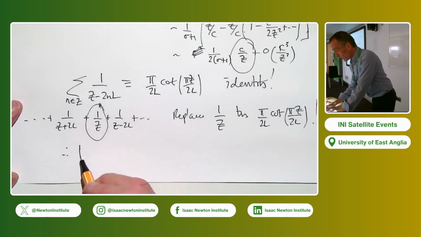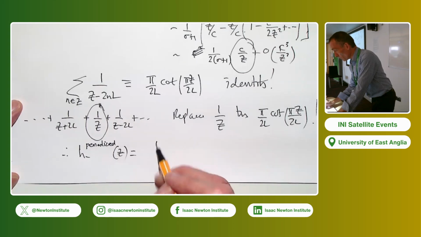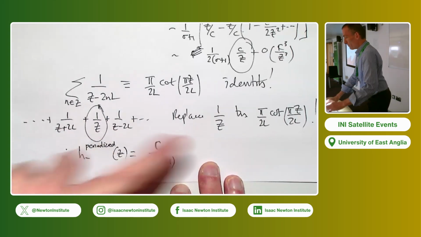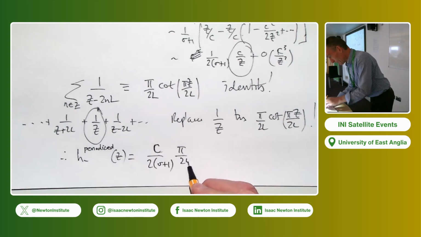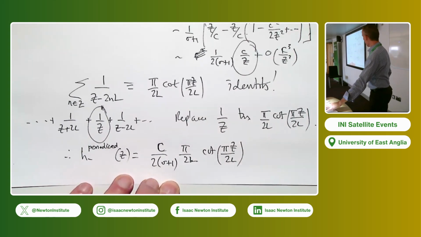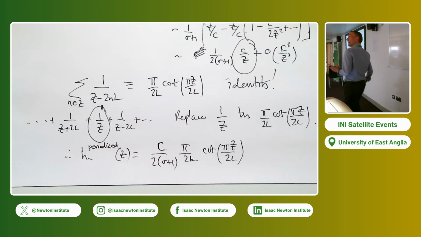So therefore, H minus periodized is C over 2 sigma plus 1, and then instead of 1 over z, I'm going to put pi over 2L cot pi z over 2L. Everybody see the little trick? I've just superposed the leading order effect of an infinite array now.